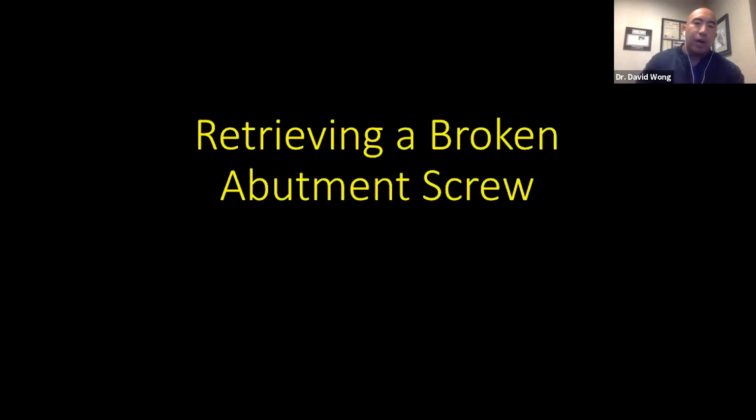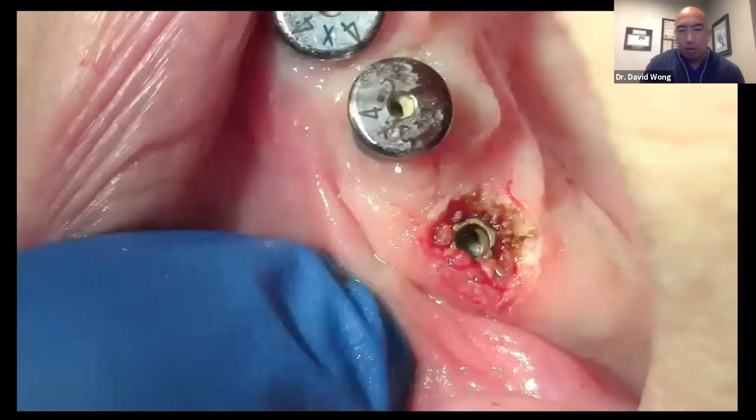Retrieving a broken abutment screw. So now what we're doing is we're going from little bitty things that are kind of a nuisance to, okay, now things are really starting to get on my nerves. So what do you do about a broken abutment screw?